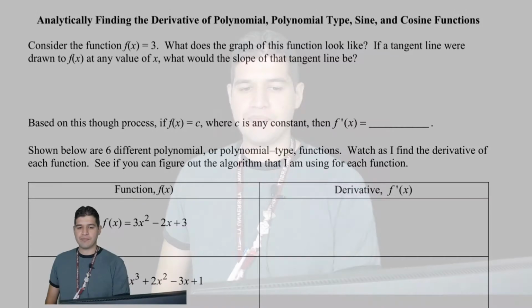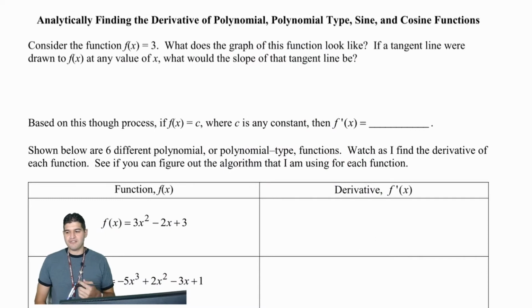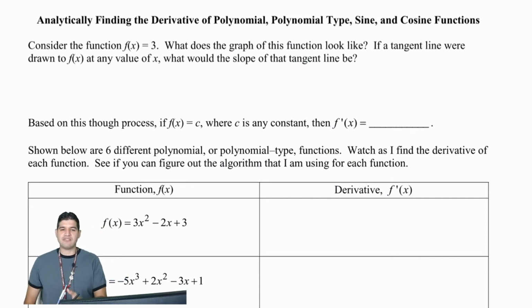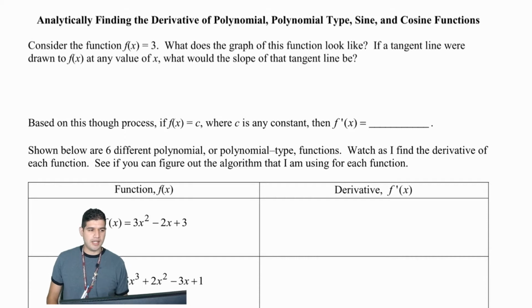So in this part of the video we're going to start to look at how to find derivatives of polynomial functions. We'll actually start to think about what is entailed there. So we want to look at the function f of x equal to 3. We want to understand, what does the graph of this function look like? If a tangent line were drawn to f of x at any of those values of x, what would the slope of the tangent line be?